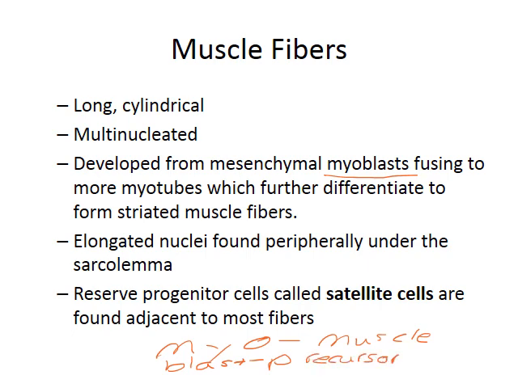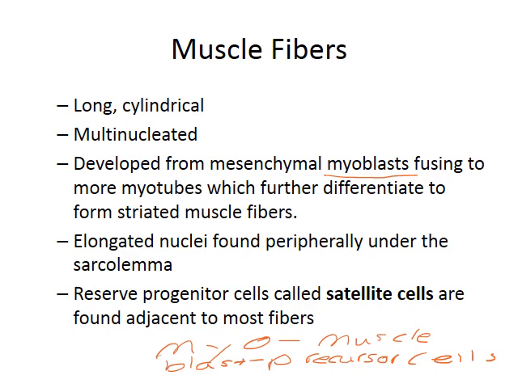All right. Now, as they're developing, they're going to fuse together to form myotubes, which eventually form your striated muscle fibers. Now, when we're looking at it under the microscope, you'll find your nuclei are going to be more elongated. They're not going to have that nice round characterization we see in other cells, and they're going to be peripheral under the sarcolemma. So right underneath the plasma membrane, basically, you'll find them and they'll be almost squished.